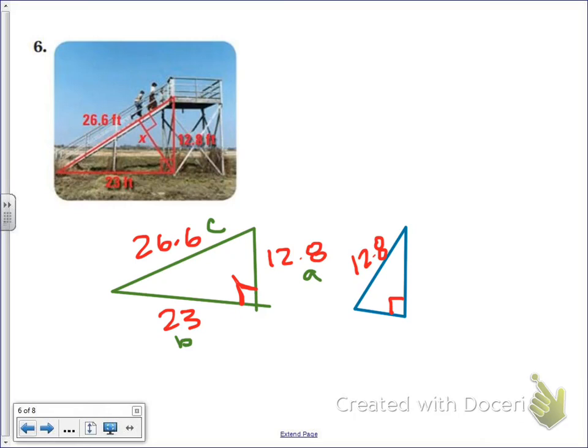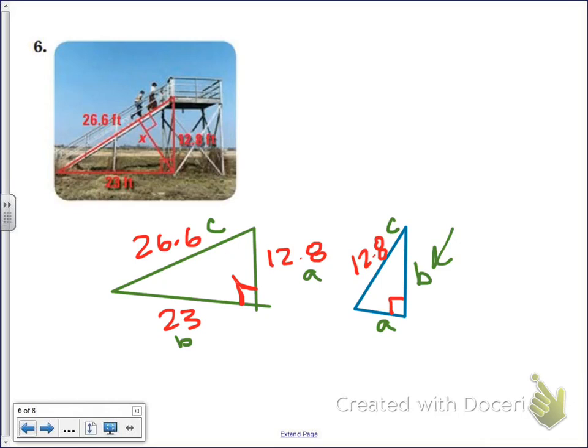All right, and so we know that 12.8 is C, the shorter leg is A, and the longer leg is B. So in my triangle, X is actually B. So this is what we want to find. We want to find out what B is in this triangle.